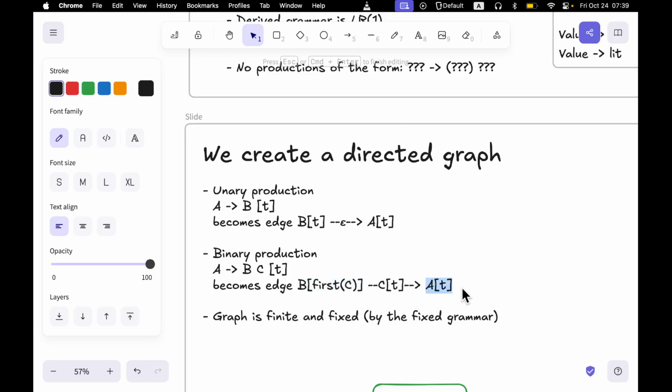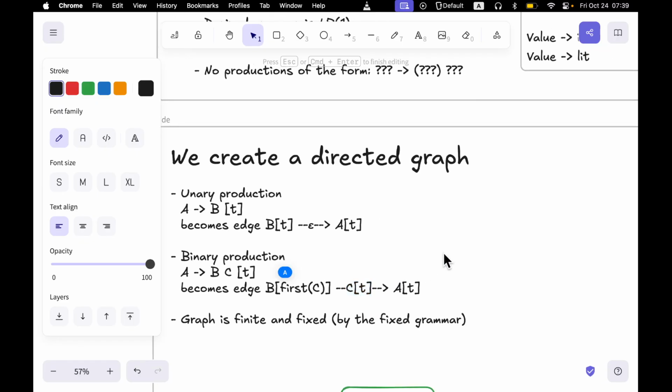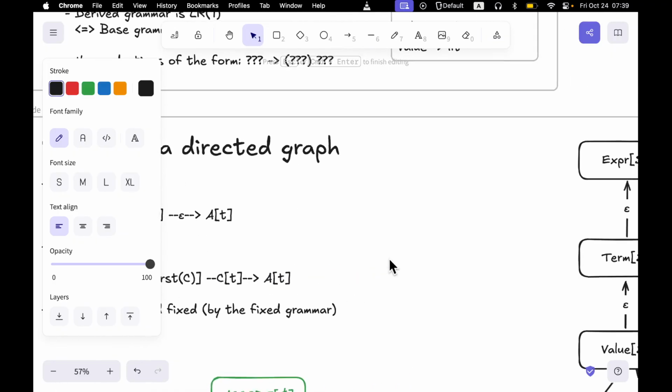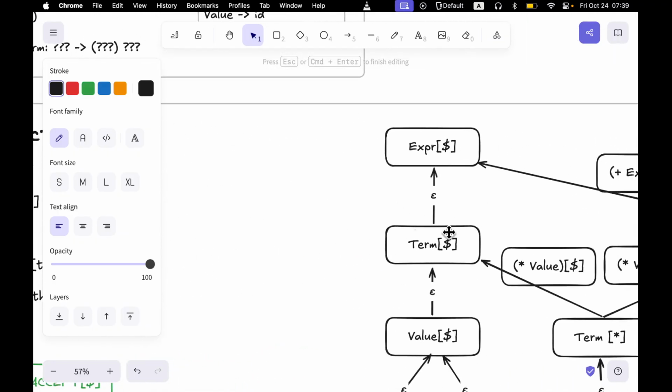This state can be reduced into this state with the help of C with the look ahead of T. So let's see some examples that explain this.